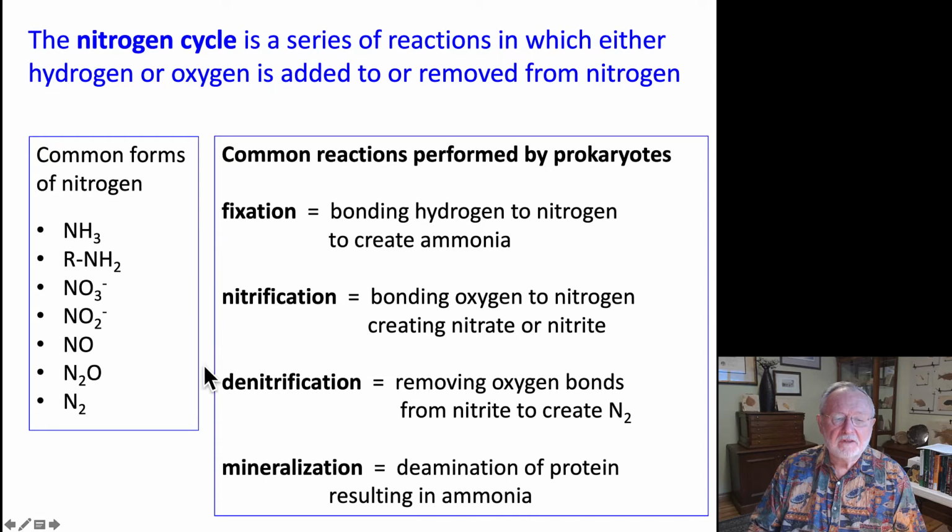And the process of removing oxygen is known as denitrification. There's a fourth process, which is the process of taking the protein, which is in plants and animals, breaking it down into its amino acids, and then converting those amino acids back to the ammonia form. And that's known as mineralization.